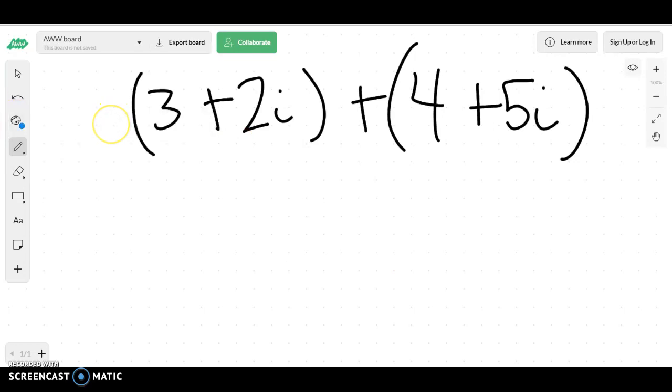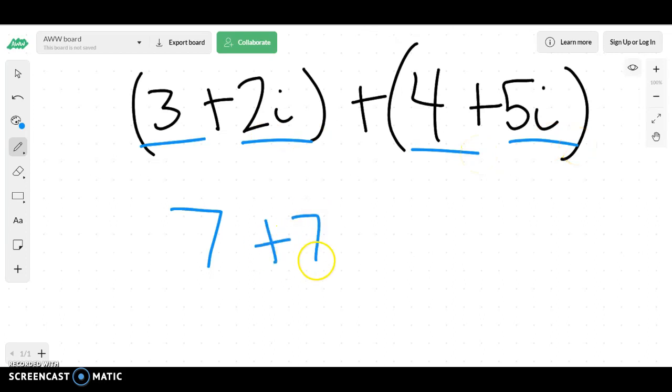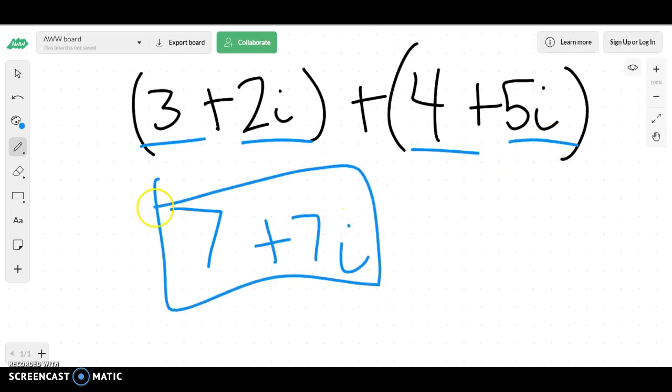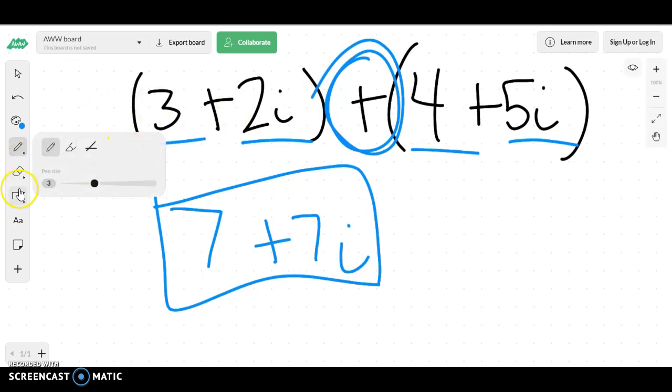Okay, so if you get something like this, what you want to do is add together your i's. In this case, I'd have 7, because 3 and 4 make 7, and 2i and 5i, so you'd get 7i. And that would be your answer. I knew that I needed to add the things because there's a plus sign in between. Let's look at some i's where we won't add.